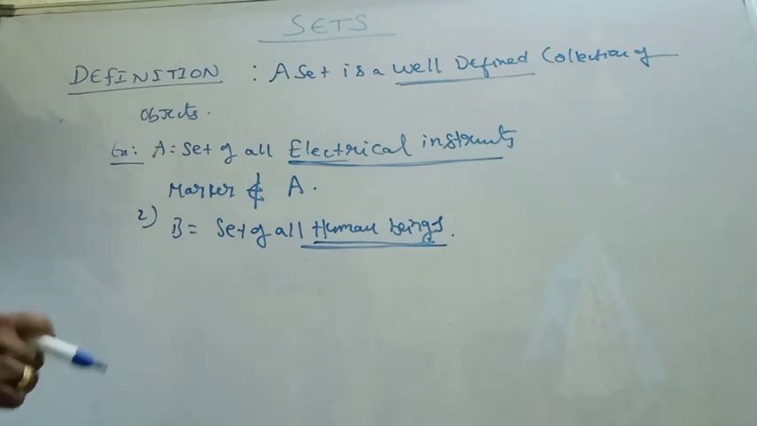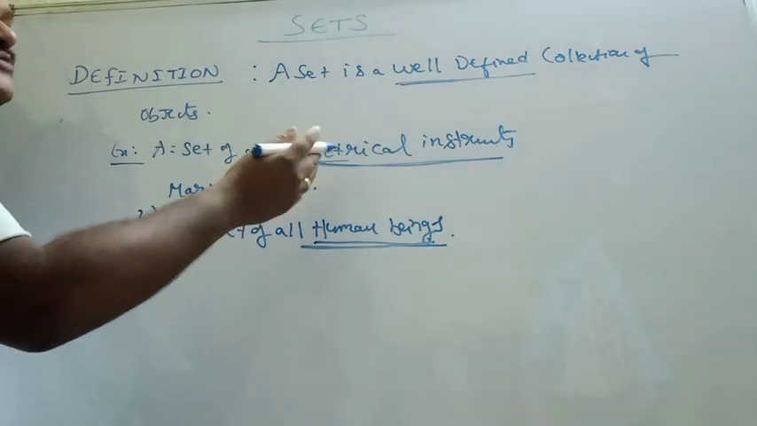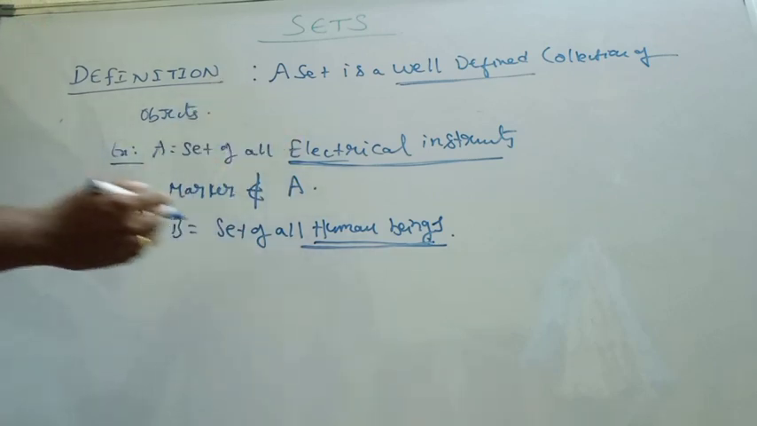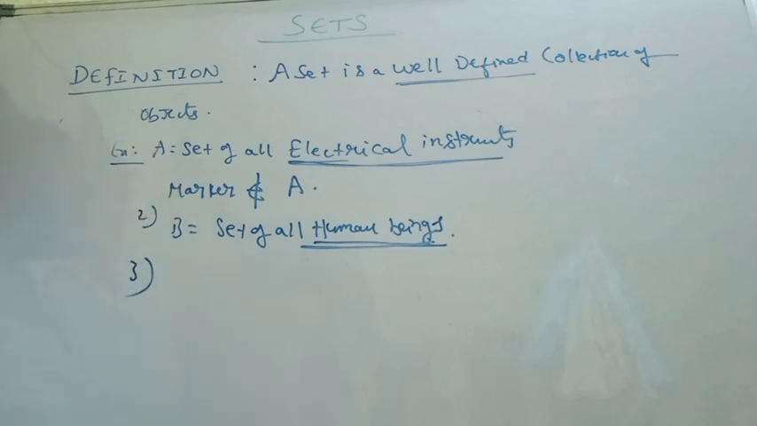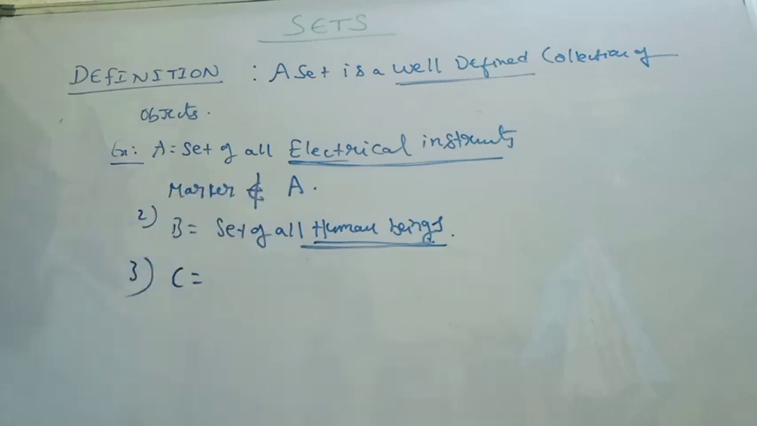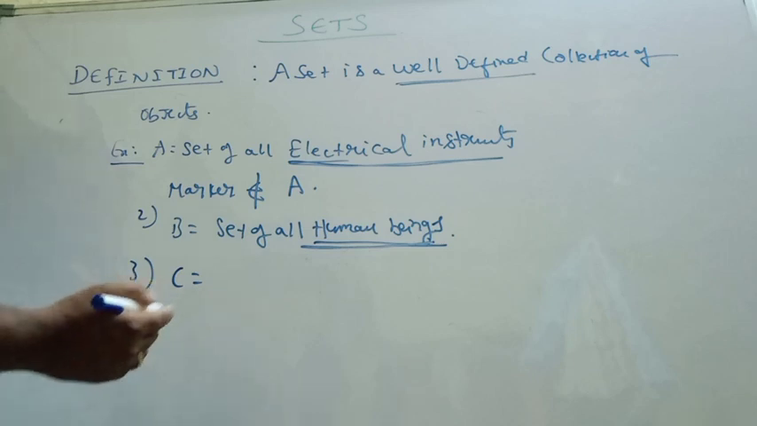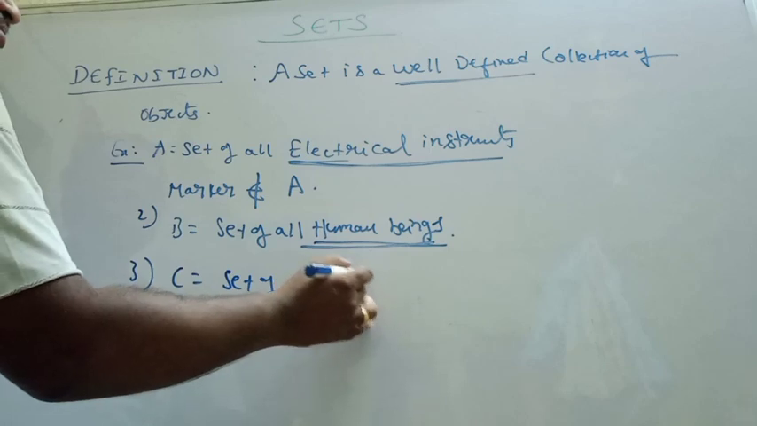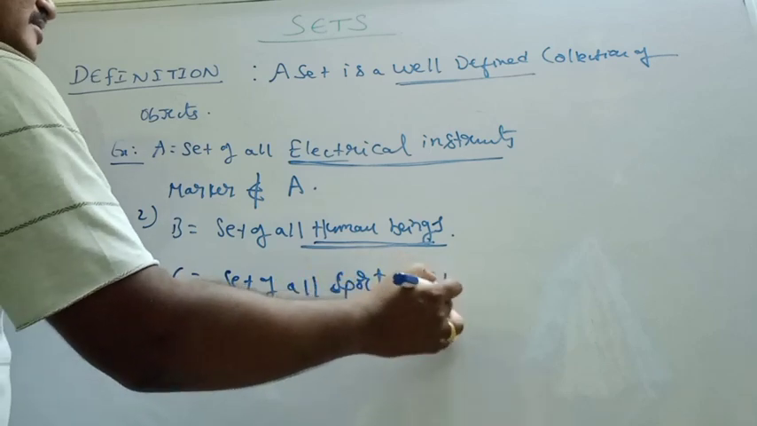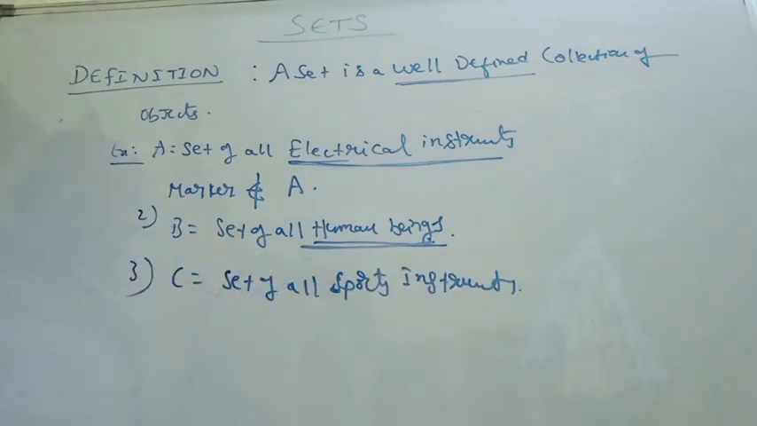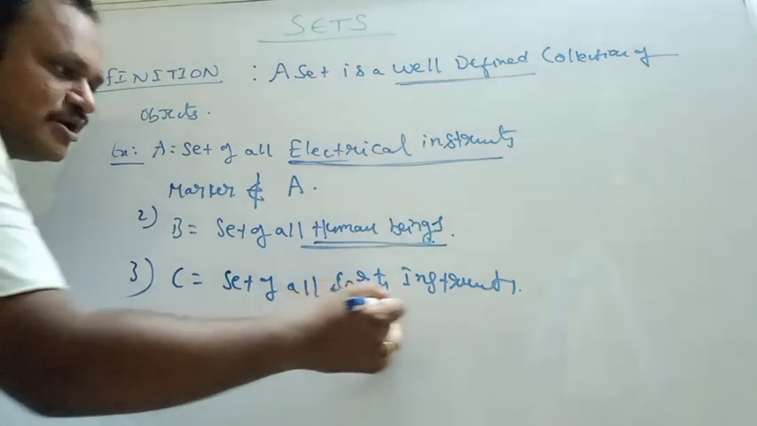If I take my handkerchief, does it belong to set A? No. A handkerchief does not belong to the electrical instruments. Number 2, the set of all human beings. Like that, we have different kinds of sets. Set C is equal to the set of all sports instruments. You know that they all have this common property.